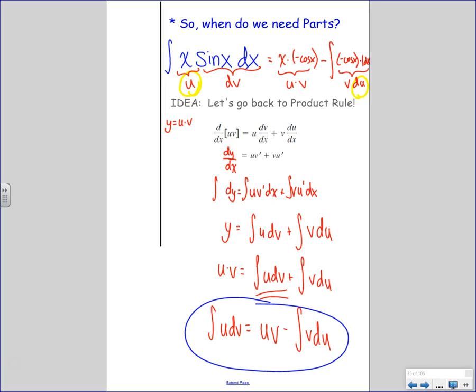Would it be helpful if I chose u to be something that derives to be more complicated? No, because then your integral just got more complicated. We want to choose u so that when you derive it, it becomes simpler. And what ends up happening to my dv? It has to be able to be integrated. If it can't be integrated, then it cannot be chosen as dv. We have to switch the order.